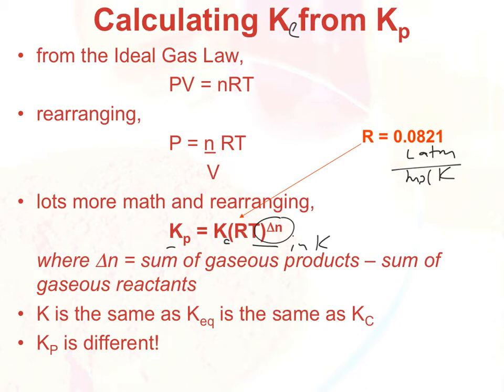As I was mentioning earlier, Kp and Kc are different. Just something to note, K equilibrium, Kc, these are all things that you will see in text, and they all refer to the same thing. So they're referring to the equilibrium expression with respect to Kc. As I said, though, Kp is different, and so we need to utilize this equation in order to interconvert between our Kp and our Kc values.